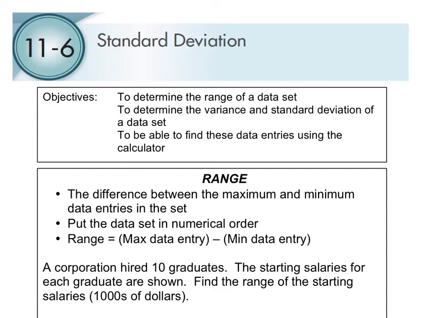This is section 11.6 and 2.4. We're going to talk about standard deviation and variance today and how to find them on the calculator. There's a couple of other things as well that we're going to find.